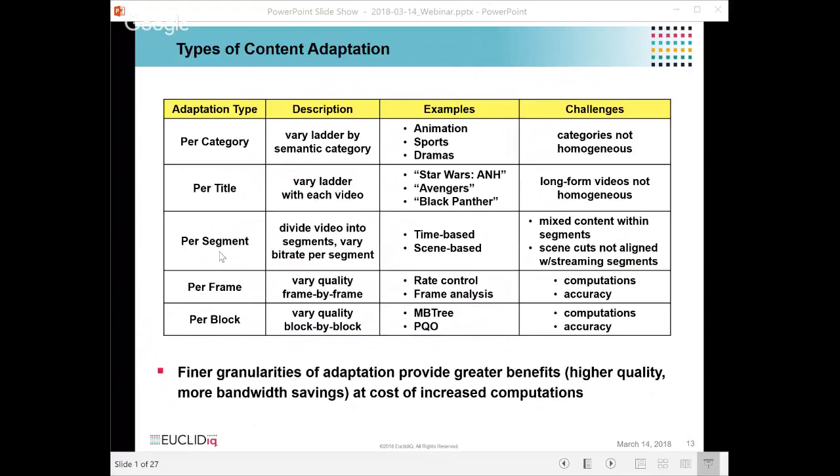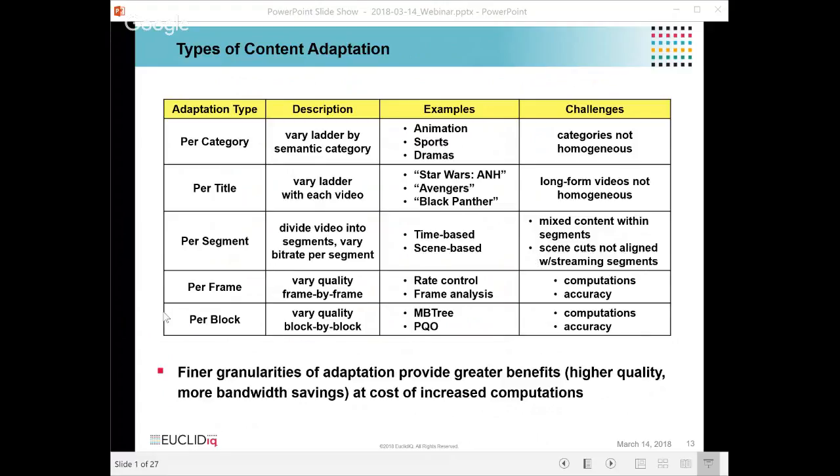Per segment adaptation divides a video into segments and varies the encoding bitrate per segment. The segments can either be time-based, that is, all segments are a fixed duration of some number of seconds, or scene-based, that is, segments vary in duration based on the length of each scene. Both of these face their own challenges. For the time-based techniques, there can still be mixed content within the segments. For the scene-based techniques, the scene cuts may not align with the segment boundaries required by streaming protocols.